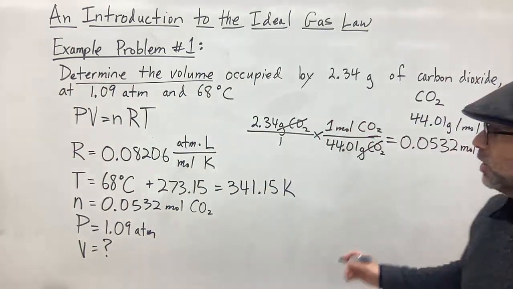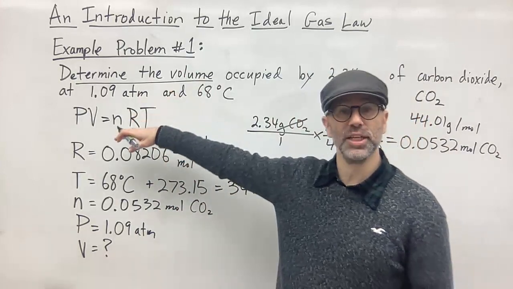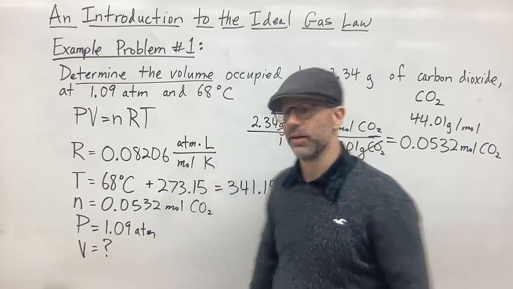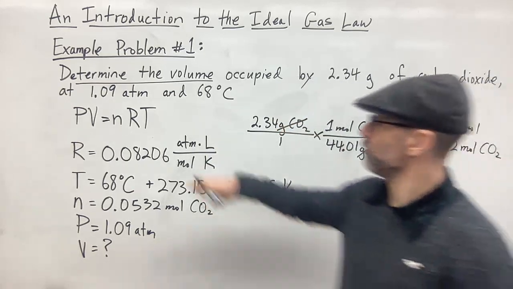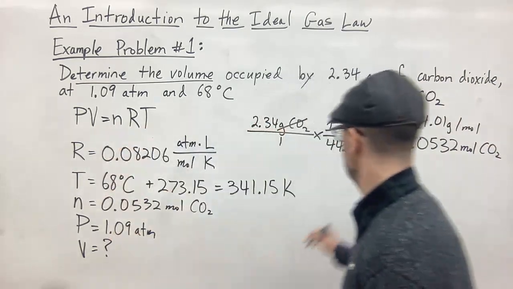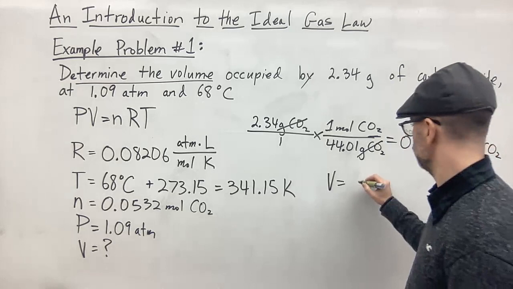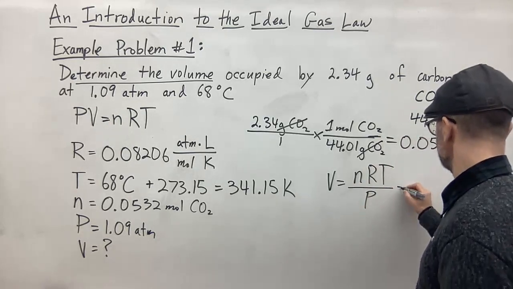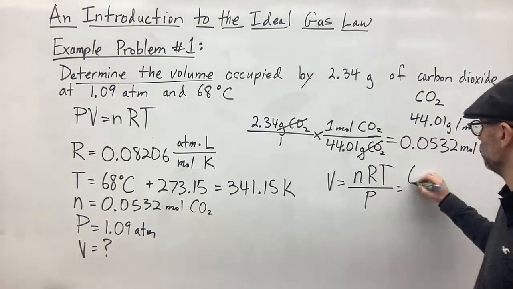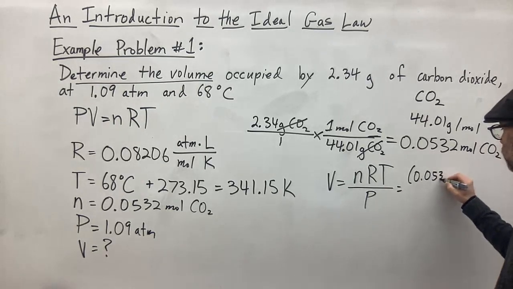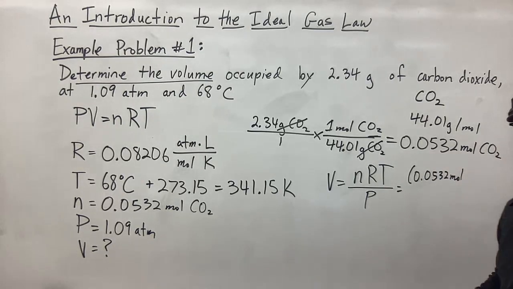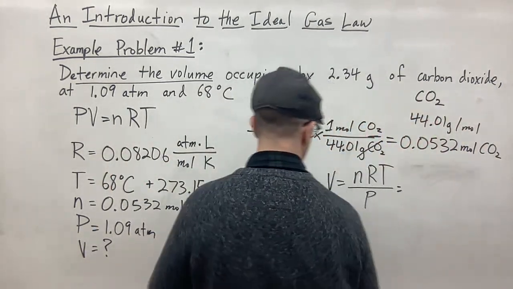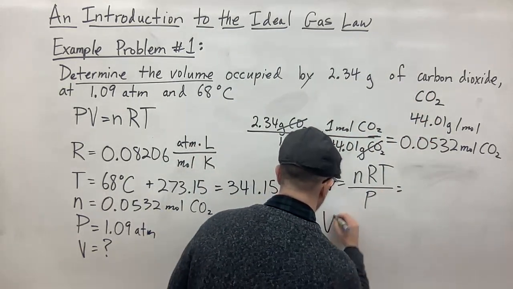There's a couple ways you can do this. You could plug it into the equation and then solve, or you could just solve the equation for what you're missing and then plug everything in. It doesn't really matter how you do it. If I solve this equation for volume, then volume is going to be equal to nRT over P. And then I'm just going to plug everything in. So the number of moles is 0.0532 moles. Actually, let me bring this down a little bit so that we have space.